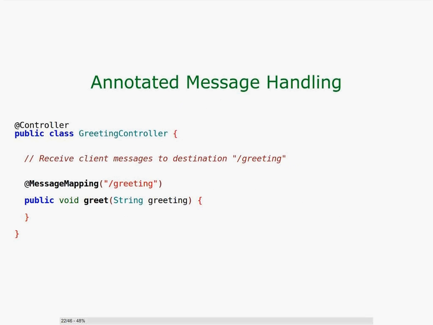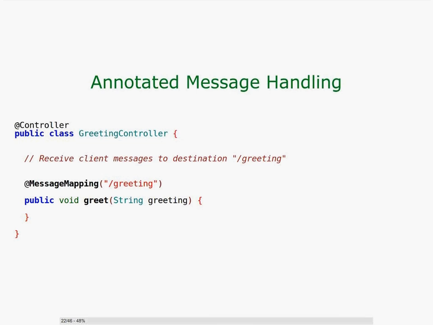So without any more explanation, let's take a look at some examples. Here we see an annotated message handling method. It's a class annotated with the controller annotation. That's the same controller annotation that we use in Spring MVC. And yes, in case you're wondering, you can have request mapping methods in this class as well.